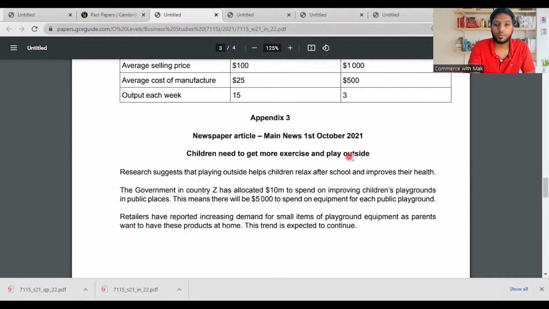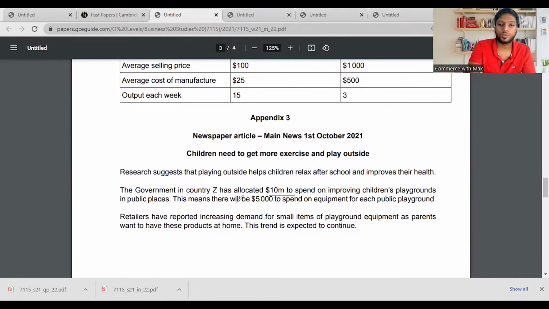Children need to get more exercise and play outside. So this is another promotion they are giving in a newspaper article. Research suggests that playing outside helps children relax after school and improves their health. The government in country Z has allocated 10 million to spend on improving children's playgrounds in public places. This means there will be $5,000 to spend on equipment for each public playground. So as I said, in the long term there are a lot of chances, because they are going to spend $5,000 in each project, meaning the person who is getting 1,500 now will most probably get $3,500. So the money which this lady is going to get is going to be very high, because the government has planned to spend 10 million on the upcoming project.